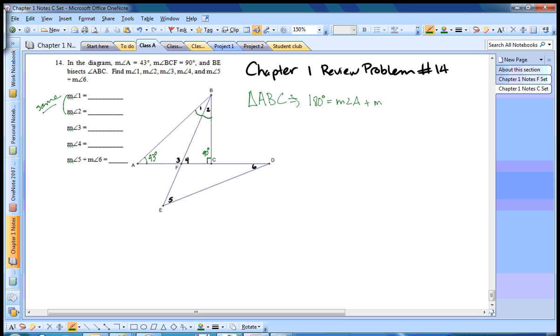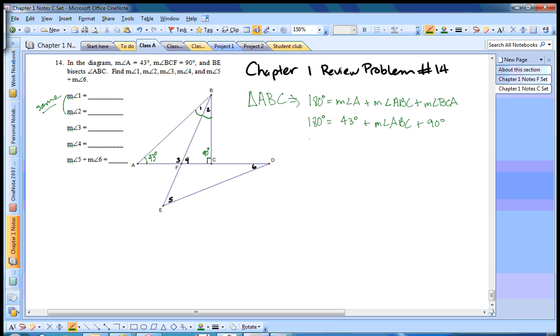Now I'm going to be careful about what I call this because there's several angles emanating from this point. So I'm going to call it the measure of angle ABC. And then I'm going to add this angle here, angle BCA. And there's some substitutions that I can do here. The measure of angle A is 43 degrees. I do not currently know what ABC is, so I'll leave that as it is. And then BCA, as we discussed, was 90 degrees.